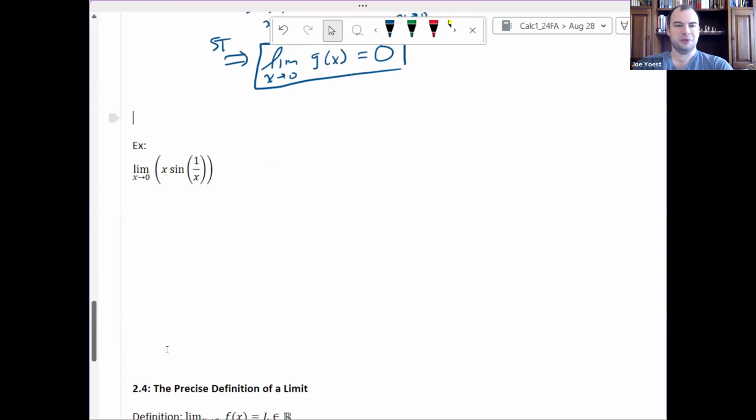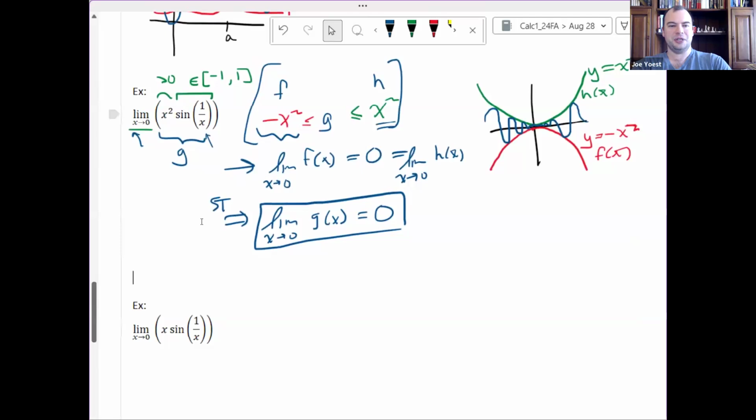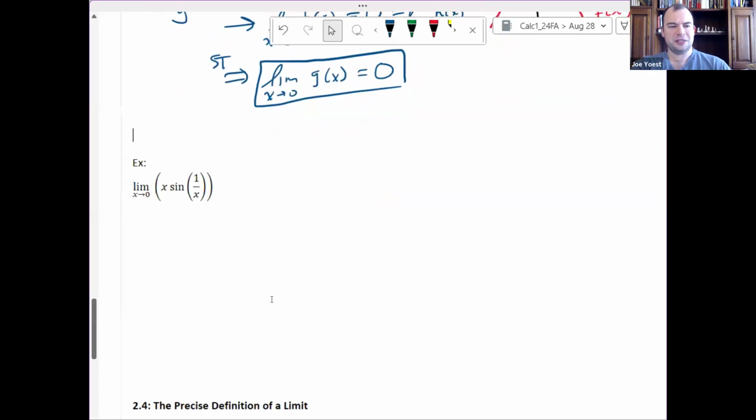Okay, let's look at this next example. Does the exact same analysis work for this next example if I just swap in x instead of x squared? At first glance, it seems like it does. Let's be really careful though. So again, let's call this g. Again, I know that the sine piece is between -1 and 1 inclusive. However, this x piece here is not necessarily strictly bigger than 0.